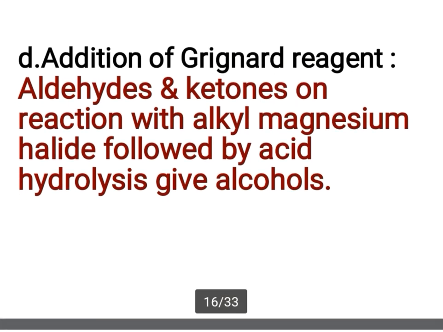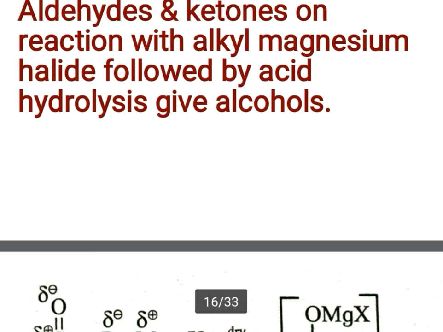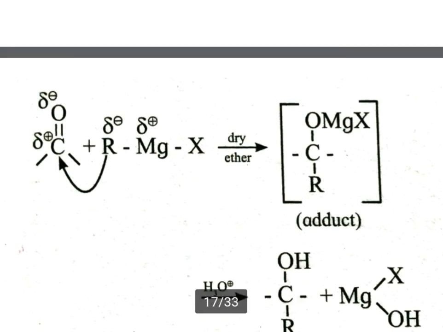Next is addition of Grignard reagent. Aldehydes and ketones on reaction with alkyl magnesium halide followed by acid hydrolysis give alcohols. See here, H is shown here. RMgX is the Grignard reagent. So Mg carries a delta positive charge and R carries a delta negative charge. So this R attacks the carbonyl carbon.